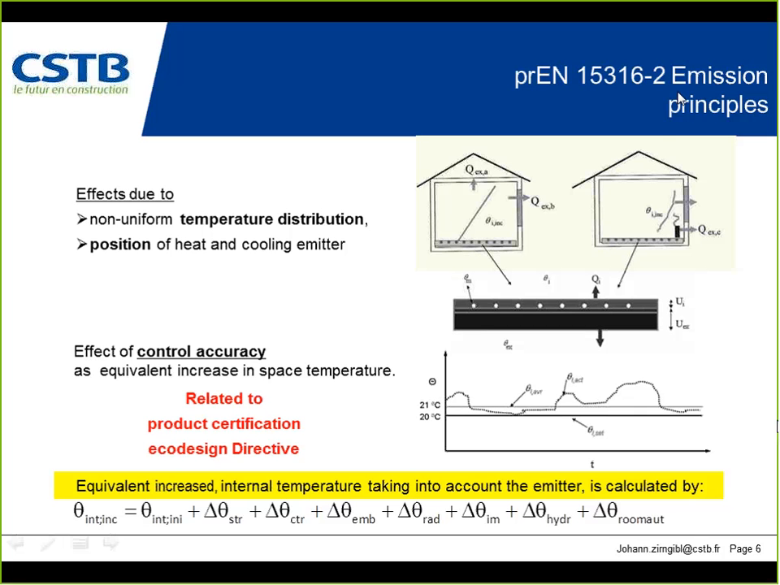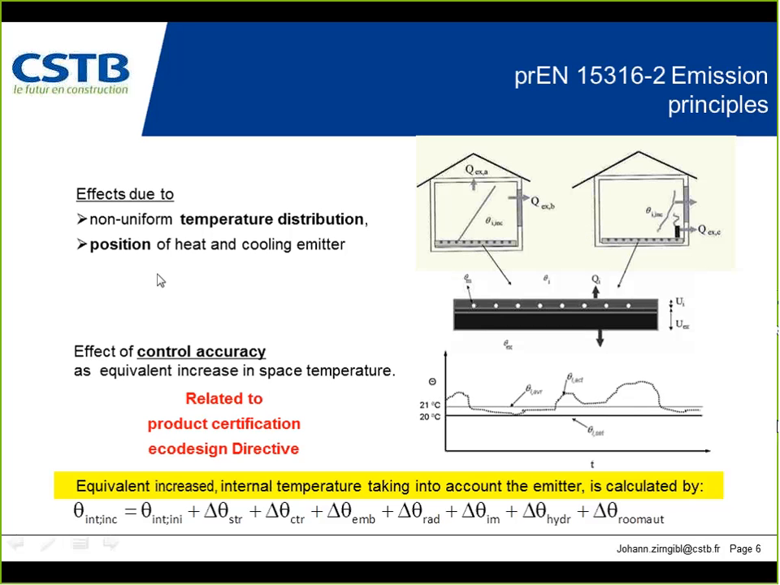15316-2, which is related to emission, and the principles are here. So we take into account some effects which are due to non-uniform temperature distribution. For example, you can see here, the vertical temperature distribution within a room is different if you have a floor heating system or a high temperature emitter. The stratification is taken into account in our calculation method.